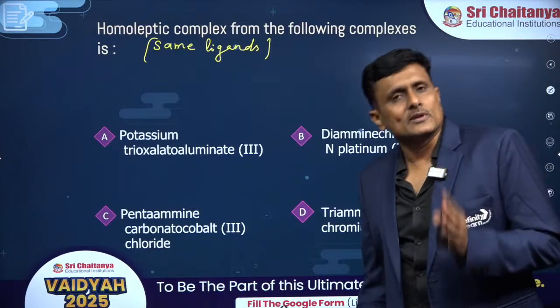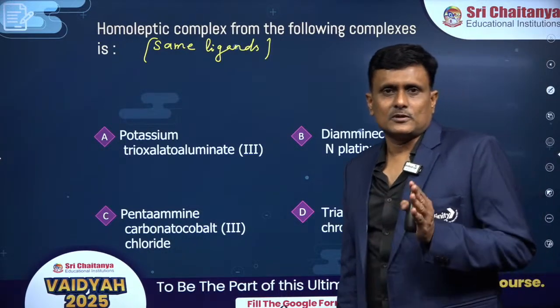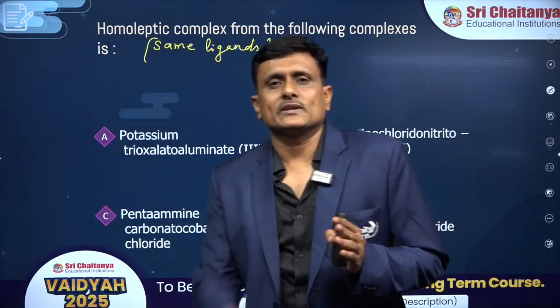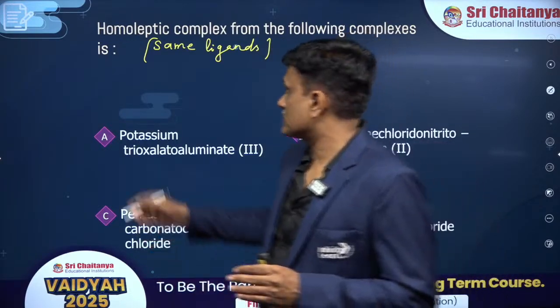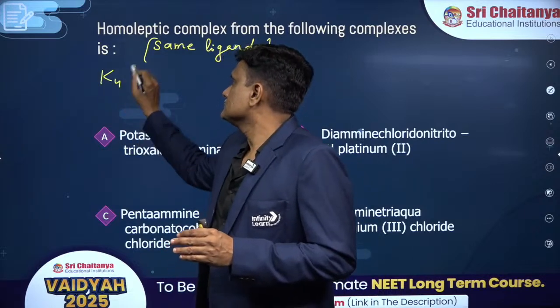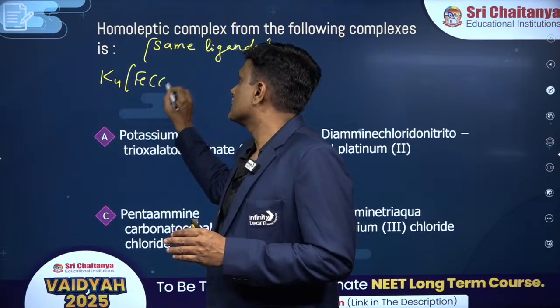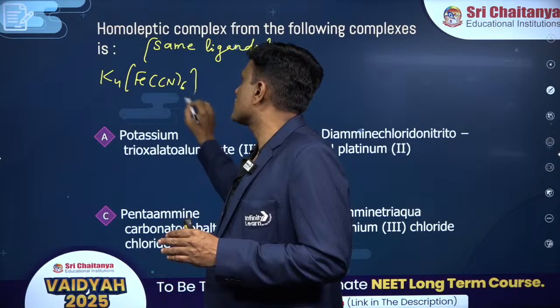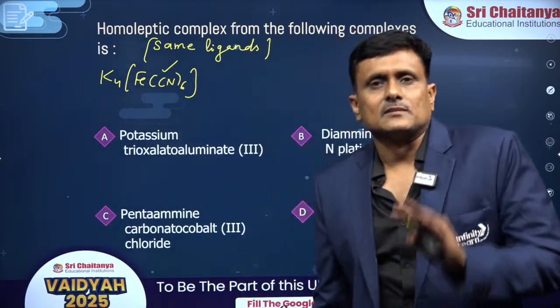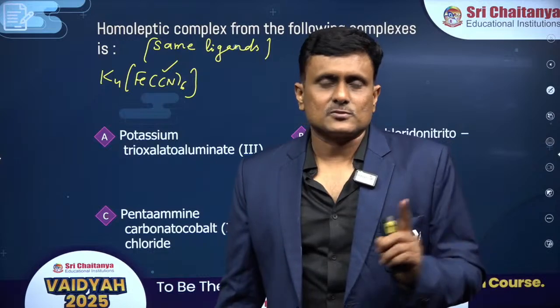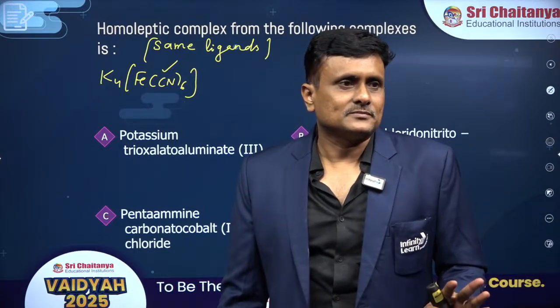Now listen, beta. Homoleptic, heteroleptic. Homoleptic complexes are those in which only one type of ligand is present, like you can see K4[Fe(CN)6]. You can see that there are only cyanide ions present as the lone pair donors to the iron. Nobody else is there.